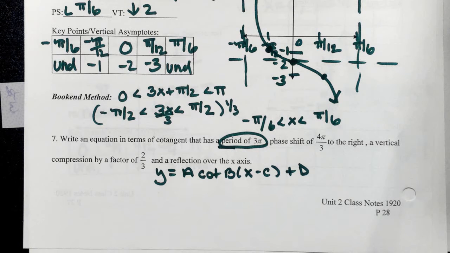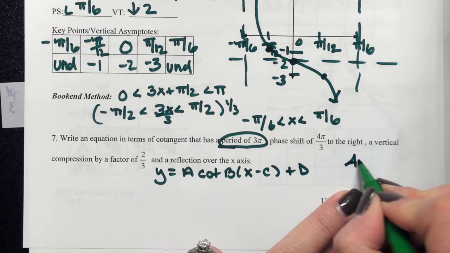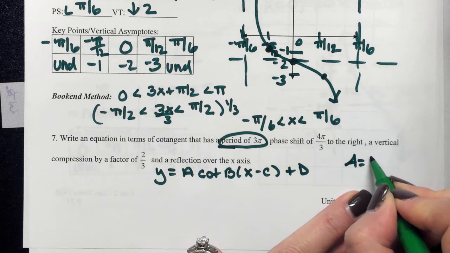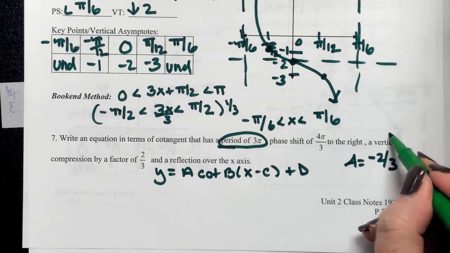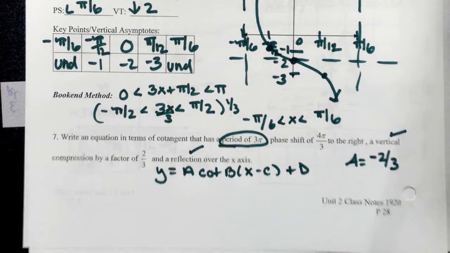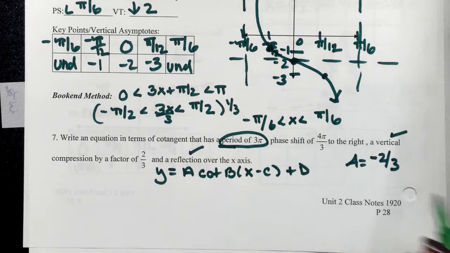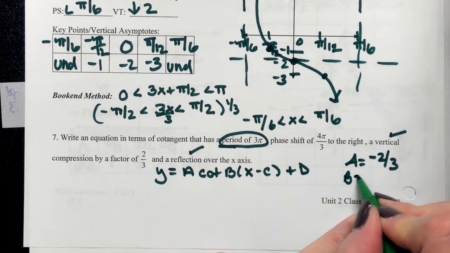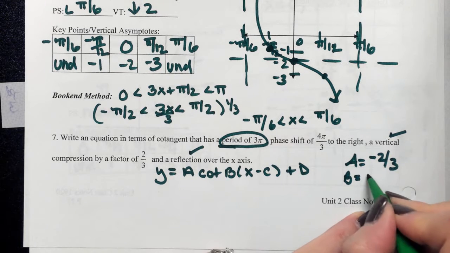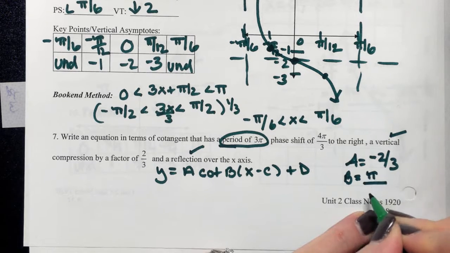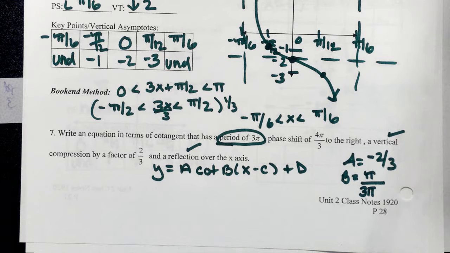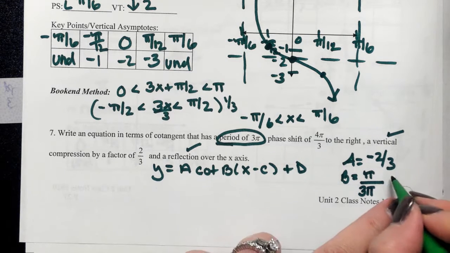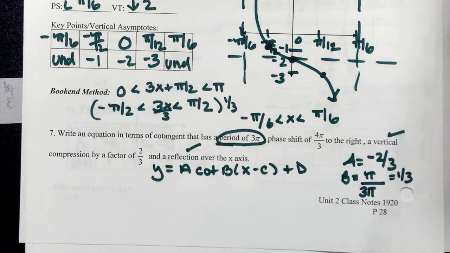What's the A value here going to be since they're telling you you have a vertical compression? 1. Oh, A is going to be negative 2/3 because you have a reflection. So that takes care of the compression and the reflection. What's your B value going to be? So it's going to be pi over what? The period is 3 pi. So then what's your B value going to be? B will be equal to 1/3.